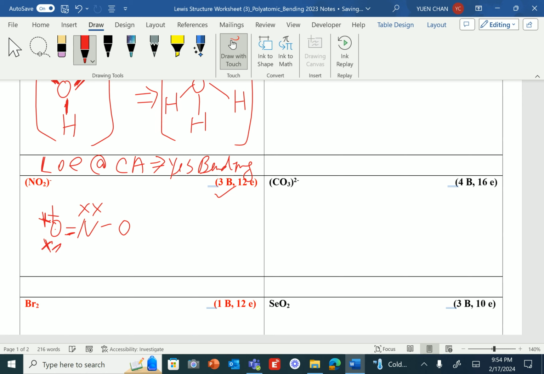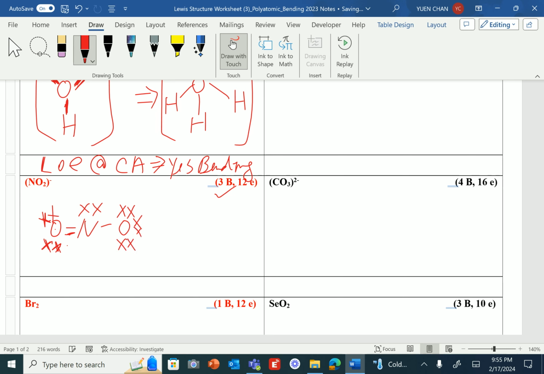Sorry, I don't know why the pen is not really sensitive, but okay, like that. So 4 will be like a tilt a little bit. So the left oxygen is okay. Now the right oxygen is also not full shell. You only have 2 electrons, so you need to put 6 more. So it will be 2 on the top, 2 on the side, and then 2 on the bottom.